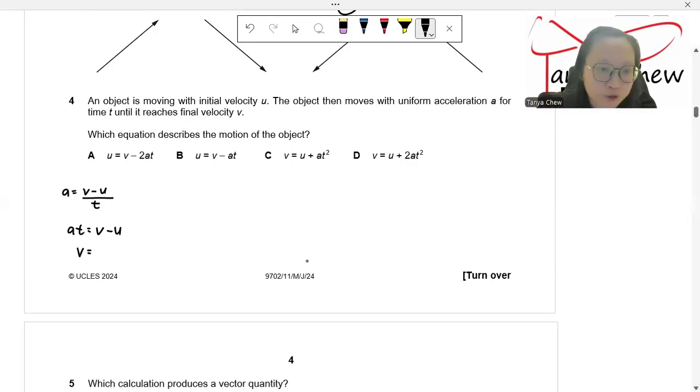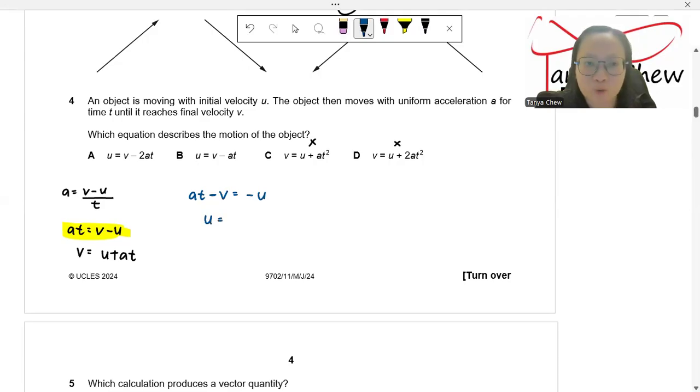V is equal to U plus AT. But I look at C and D, there is no equation related to V equals U plus AT. So say no to C or D. Now I want to put U as my subject. So AT minus V is equal to negative U. Therefore, U is equal to V minus AT. I got B as the answer.